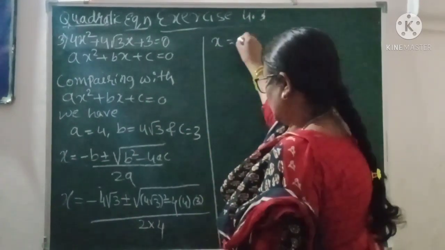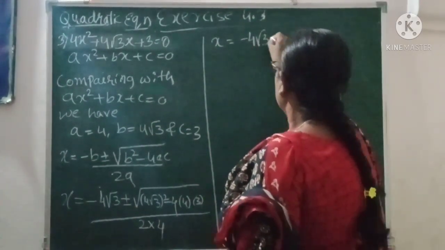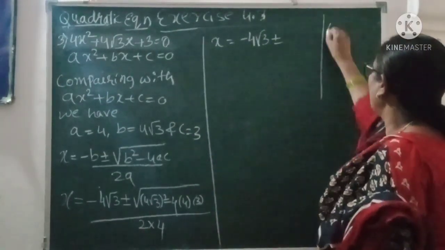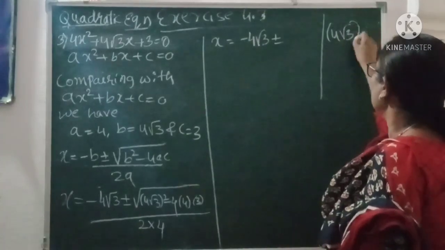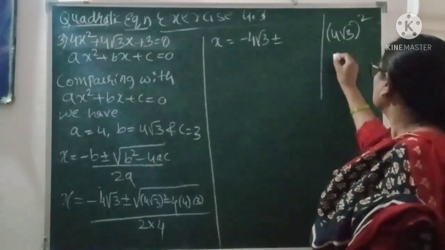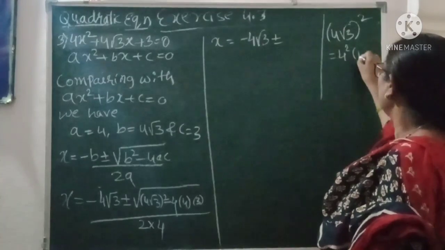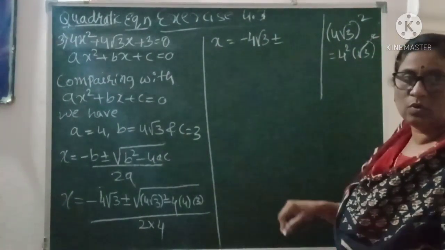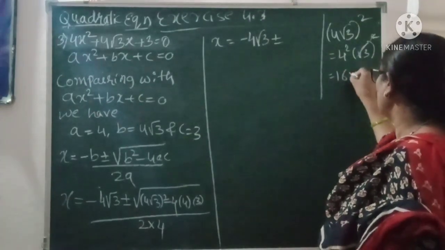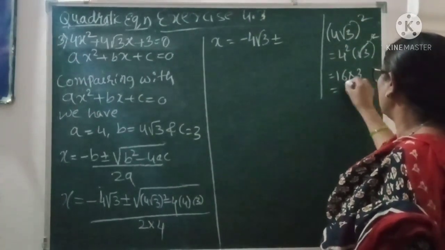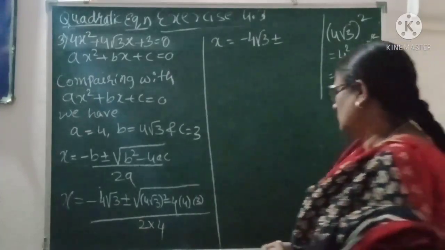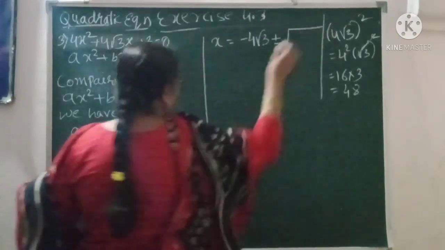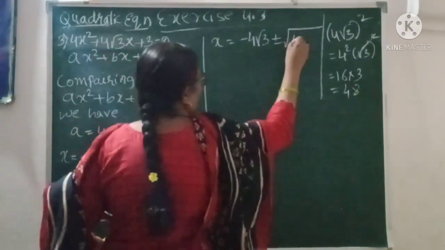That is x equals minus 4 root 3 plus or minus. Now we have inside the bracket (4 root 3) square. So this is equal to 4 square into root 3 square. This way it goes, so the square and square root cancel. 4 square is 16 into 3, 16 threes are 48. So now look at this one, I am explaining this way. So you are going to write (4 root 3) square as 48.